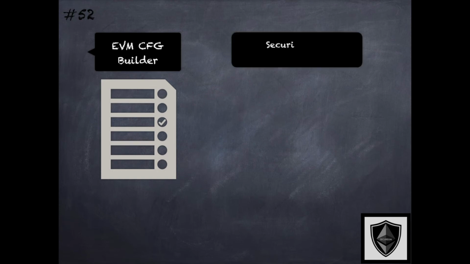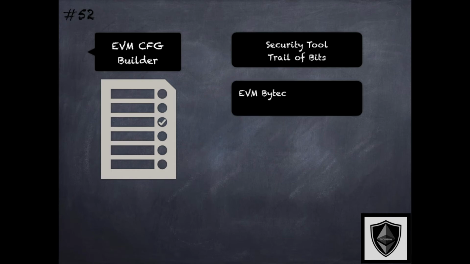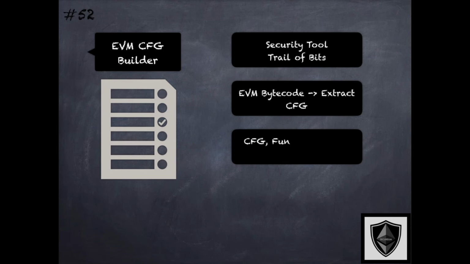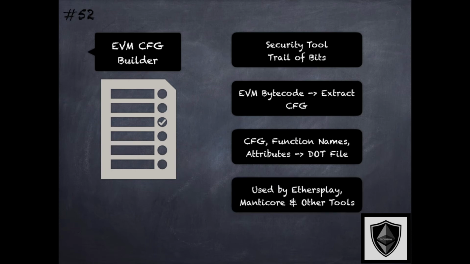Evm cfg builder is another tool from Trail of Bits. This is used to extract a control flow graph from EVM bytecode. This tool helps us reliably recover a control flow graph, or CFG, from the EVM bytecode and also recovers function names and their attributes such as payable, view, pure, etc. It outputs the CFG to a dot file. And this EVM cfg builder tool is used by Ethersplay, Manticore, and some of the other tools from Trail of Bits.